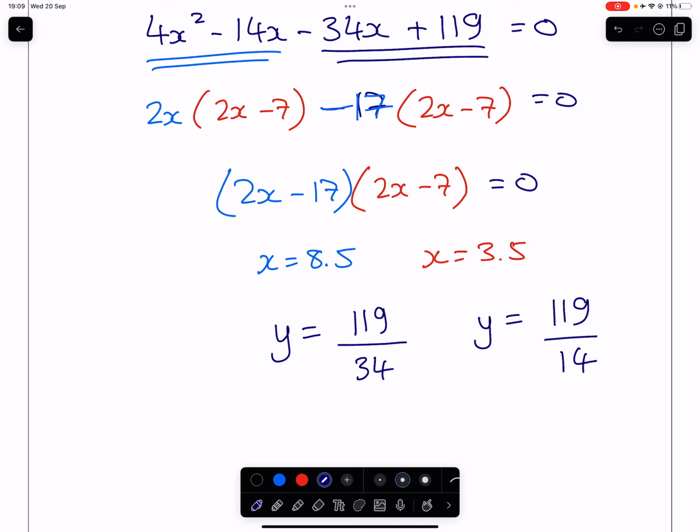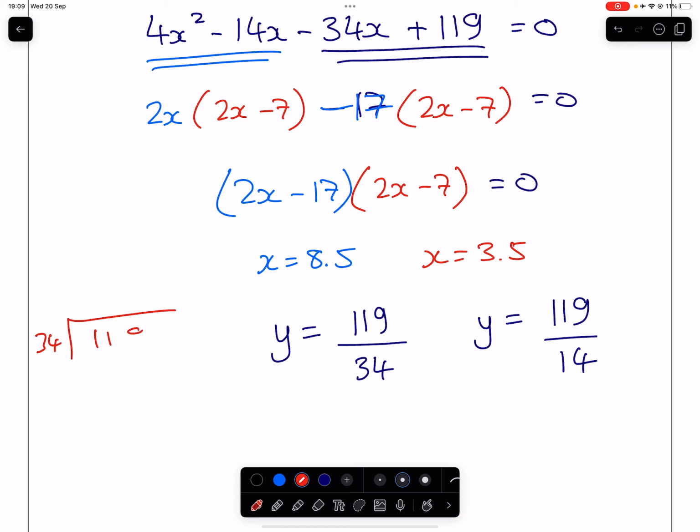Why did I say I'd do this with a calculator? 34, 68, 92, 126, 119 in between. No. I'm going to have to cheat here. No, I won't cheat. I'll do long division.